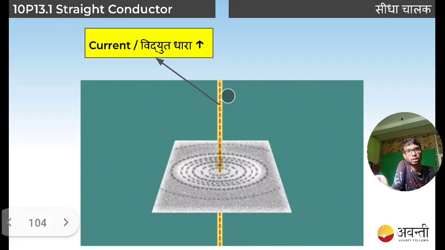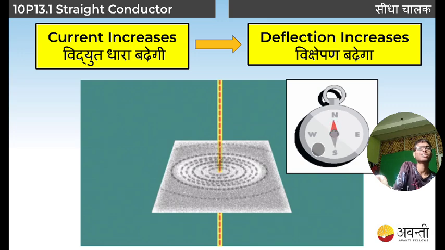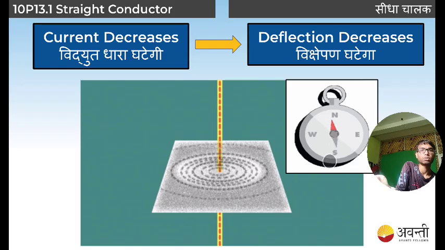Current, it is going like that. This is current, you know. Now what is happening? Deflection increases. Current increases. When current increases, of course, this deflection will increase. And if this needle is near to this conductor, then the work of this needle will increase when current is increased. If it is at a certain distance, but current is increasing, then of course deflection will decrease automatically.